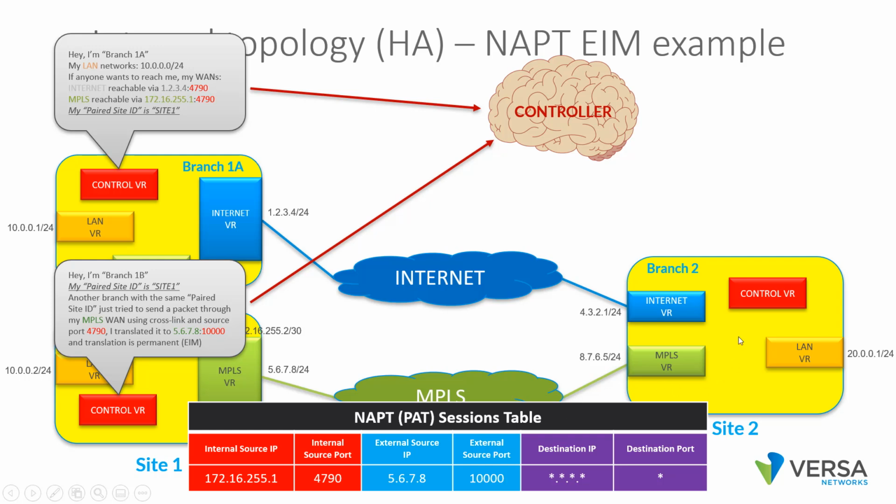So this way, if branch 2 would like to initiate a connection to branch 1A via MPLS, he can just reach out to the IP address 5678 port 10,000. But at the same time, if branch 2 would like to establish a connection with branch 1B, he can just connect to 5678 port 4790, which is going to be configured on this MPLS VRF.